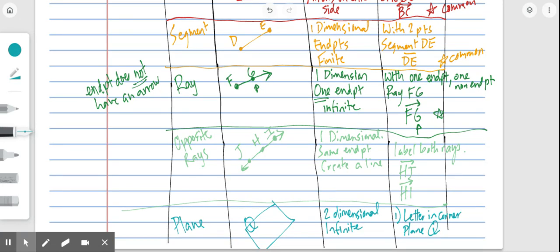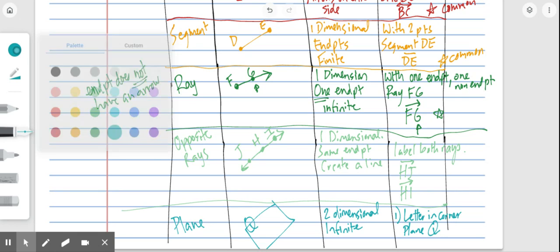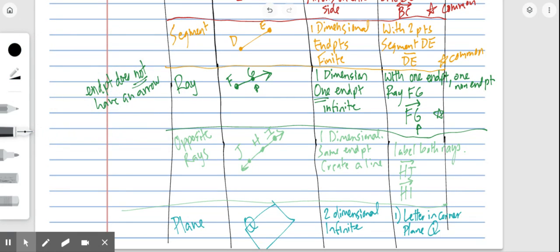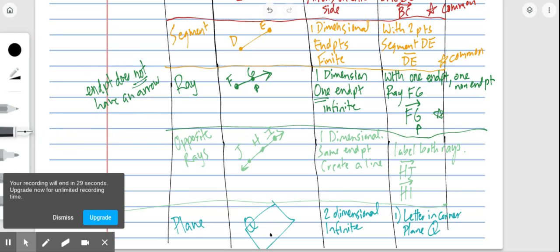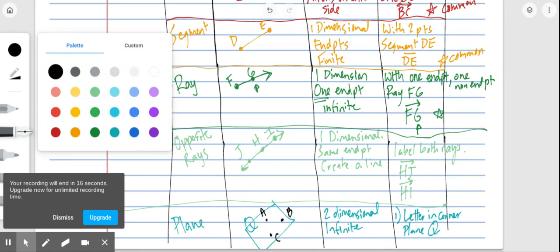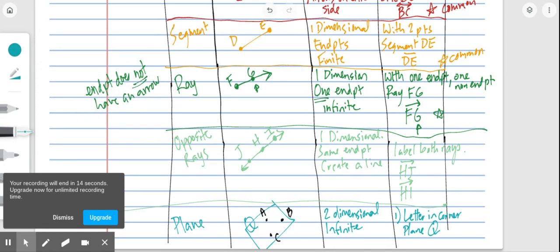Okay. The second way to label a plane is by three non-collinear points. And I'll talk about non-collinear in the next video. So I'll call these points A, B, and C. They're non-collinear because they don't line up. Like I couldn't draw a line between all three of them. So then I could also call this plane ABC. Okay. All right. That's it.